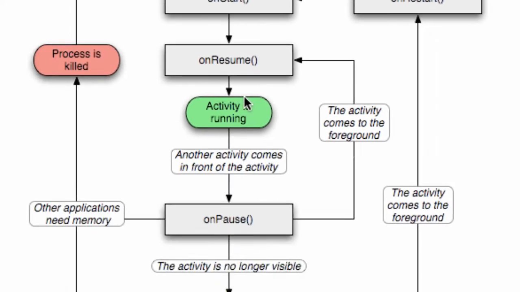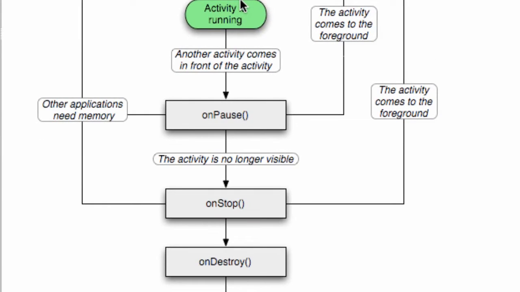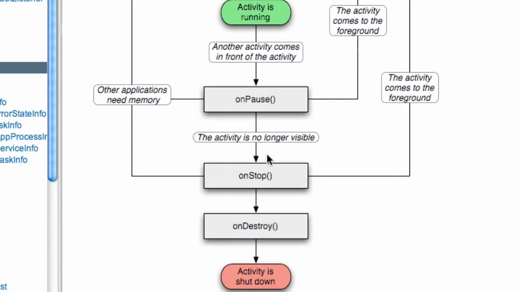Now, if our activity is running and we get a text message, or for example, if our splash activity starts a new activity, the splash activity is going to go through an onPause, and when it's no longer visible, it's going to call an onStop method. So basically the most important one is the onPause. But if our activity gets shut down, it's going to call the onPause, onStop, and onDestroy.